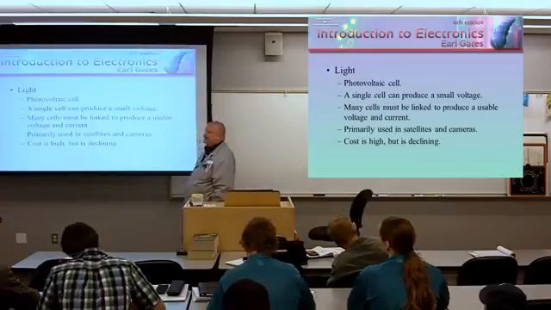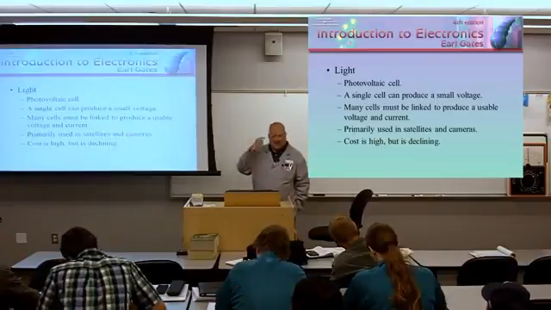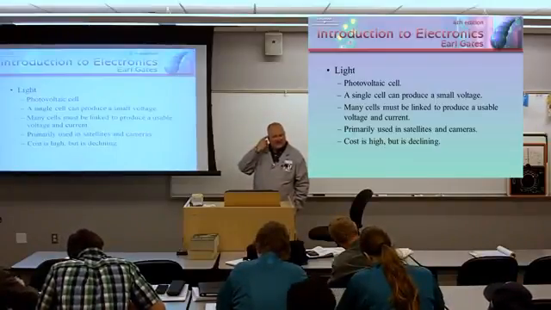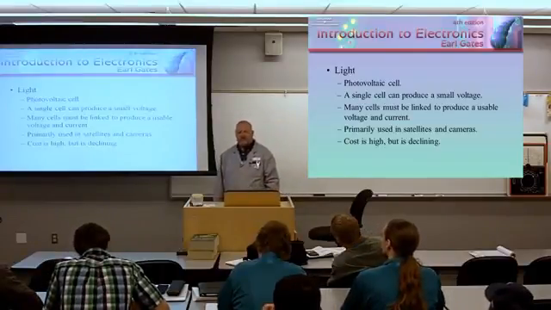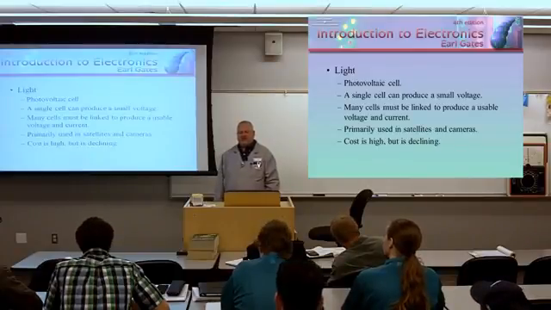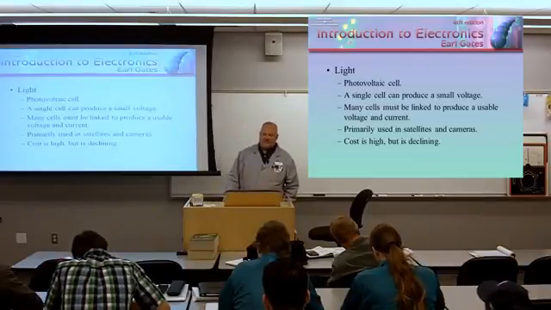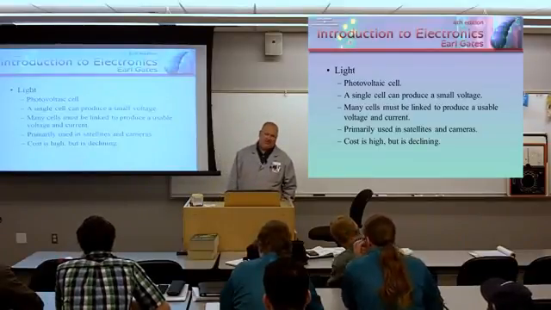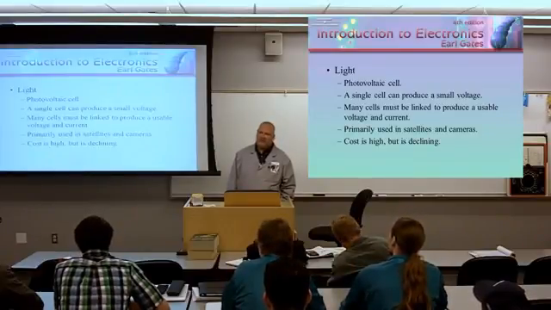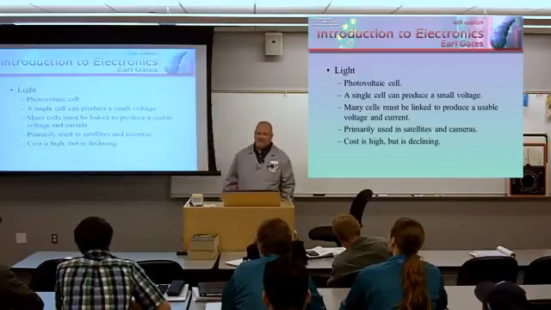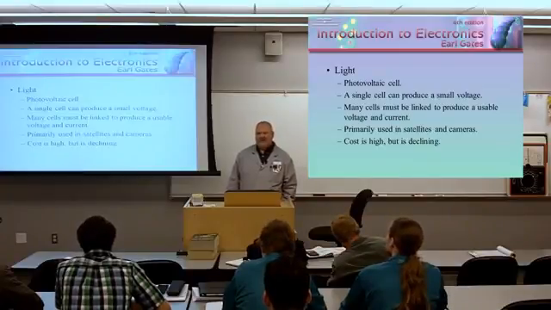Light. Photovoltaic cell harnesses light. A single cell can produce a very small voltage. So therefore, many cells must be linked together to produce a usable voltage and current. These are primarily used in satellites, because satellites would look stupid if they had an extension cord connected to them. You'd be like, what the heck is that going up into the sky? Well, it's an extension cord for a communication satellite. So we can't do that.